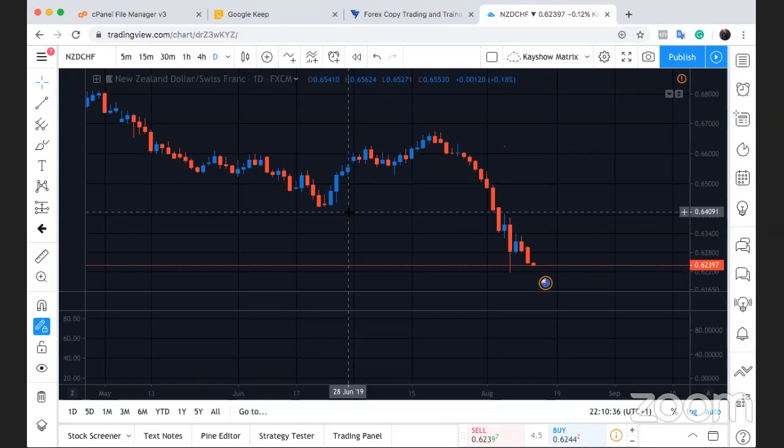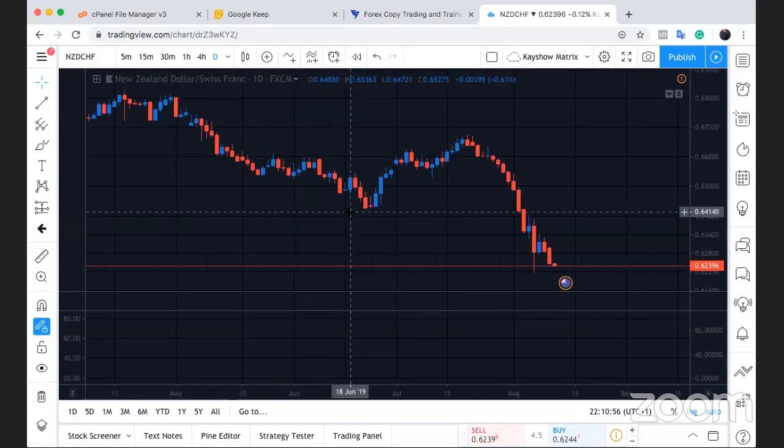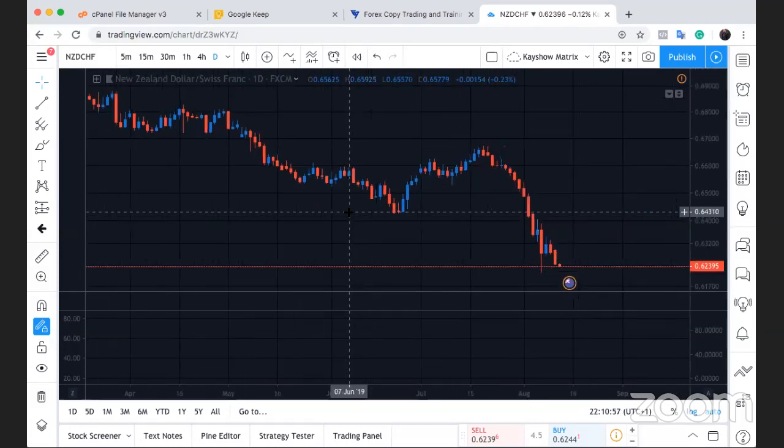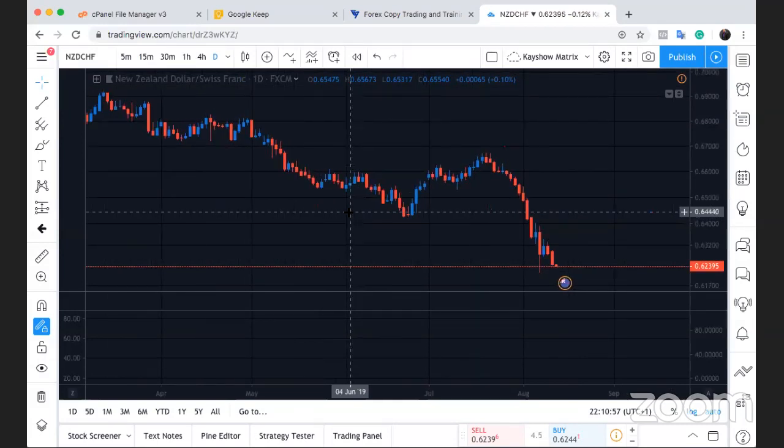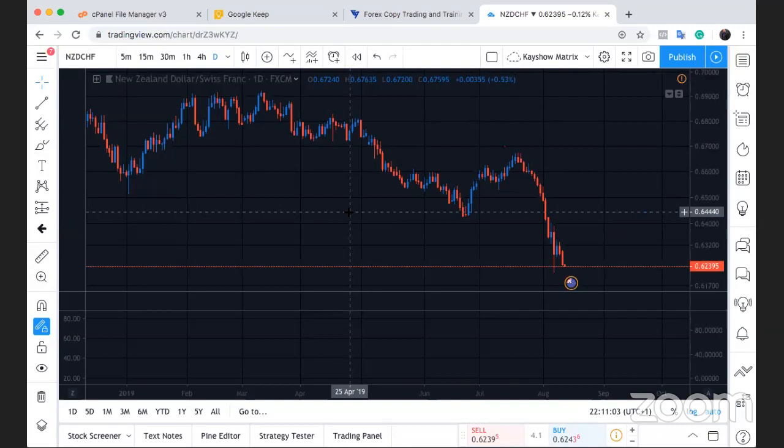All right, so today let me just focus on marking support and resistance. Guys, if you understand support and resistance, some people, that's the only thing they do. They don't use any other indicator. They don't use anything. They just do support and resistance. Okay, and that's the strategy I want to talk about tonight.